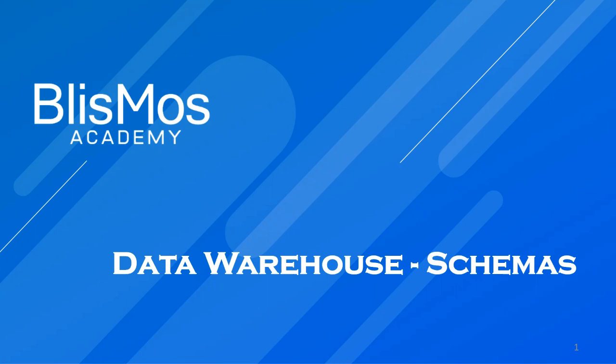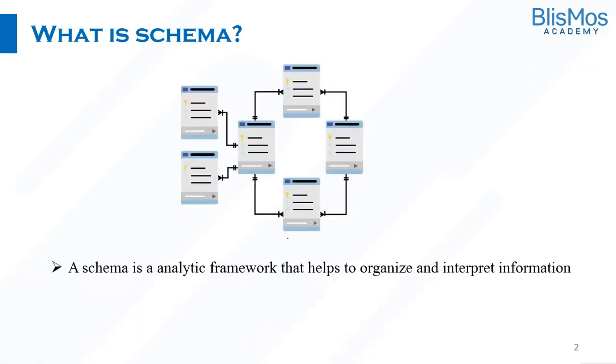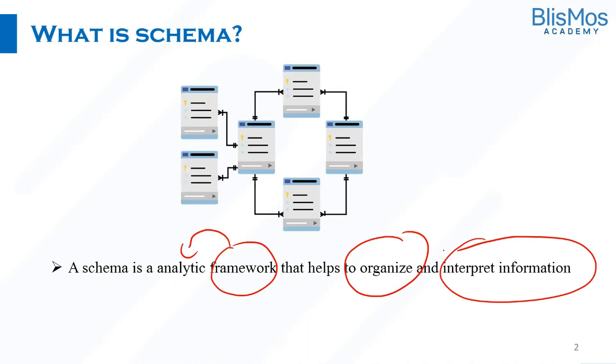As a part of this video, we'll introduce you to different data warehouse schemas. First of all, what is schema? You would have heard this term multiple times, right? So what is schema? Can you just recollect? Schema is a framework. What kind of a framework? It is an analytical framework that helps to organize and interpret the information. It's a generic definition of a schema. Schema is nothing but a framework that helps to organize and interpret the information.